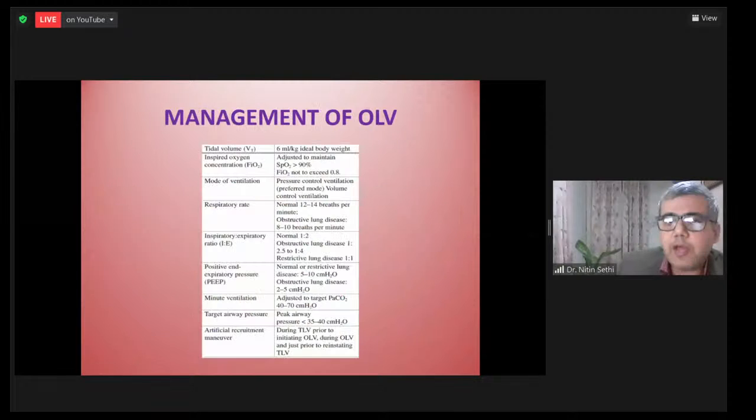Now, with regards to management of one lung ventilation, the principles remain the same. Your target on one lung ventilation is 6 ml per kg of ideal body weight. Your airway pressure should not exceed 35 to 40 centimeters of water. And the preferred mode of ventilation is always pressure control ventilation.